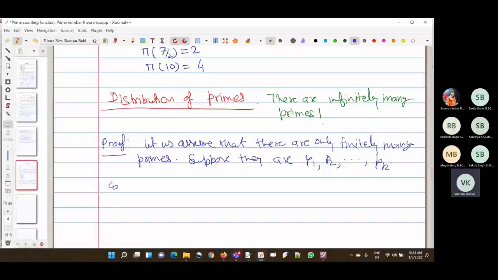Now consider their product P1, P2 dot up to Pk, and let us add 1. This is equal to M. So of course, because P1, P2 up to Pk are prime, their product is going to be an integer, and when we add 1, this is also an integer. So M is an integer. Okay. Fine.